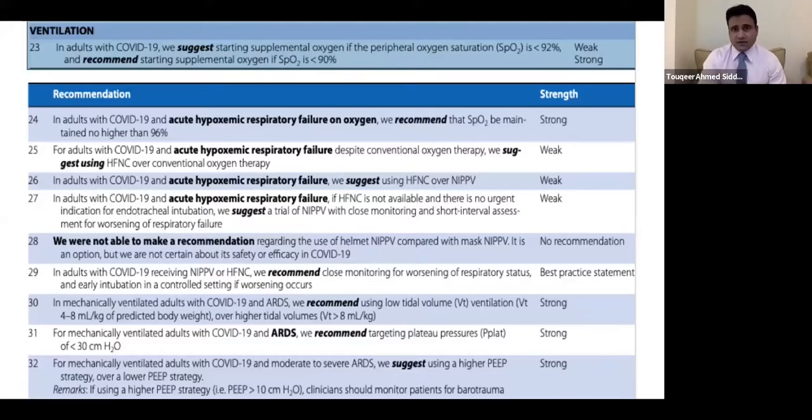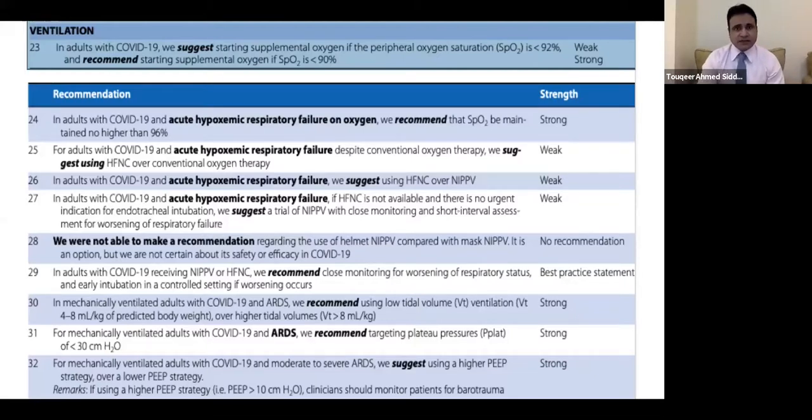Now, in ventilation, what is recommended is, and it's a strong recommendation, maintain saturations between 92 to 96, 90 is acceptable, not below that. If somebody has COPD and advanced lung disease, whether they should really be intubated and ventilated in this pandemic is a question you really need to ponder. But if you end up with somebody like that who's very young, and you want to give a chance, 88 to 92 is fine in those. Otherwise, in other subsets, it's not.